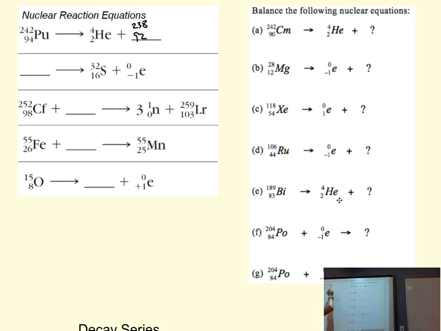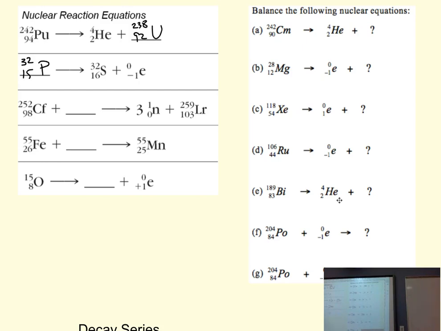When we look at the periodic table, element 92 is uranium. Next, we have 32 for our mass number, plus 0 is 32, so this must be 32 at the top. 16 minus 1 is 15, so we put 15 at the bottom. Element 15 is phosphorus.